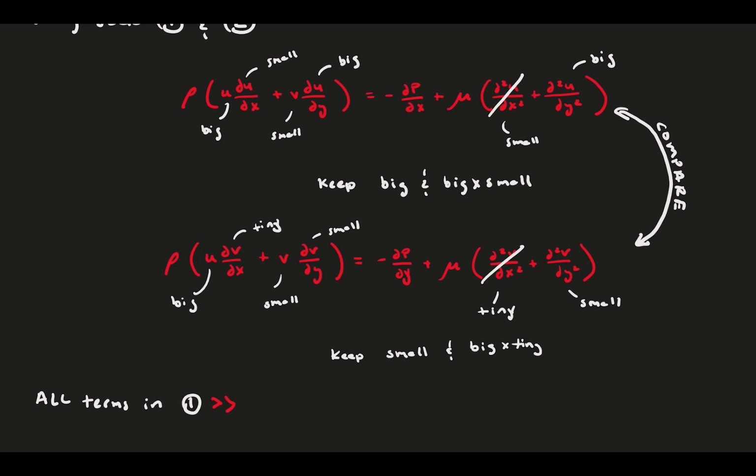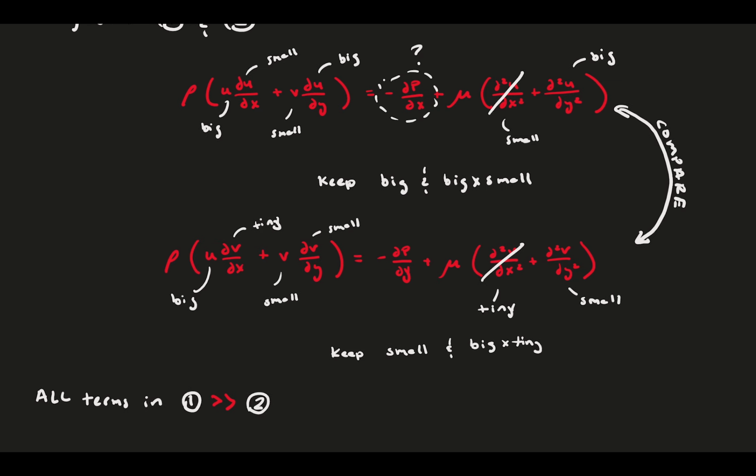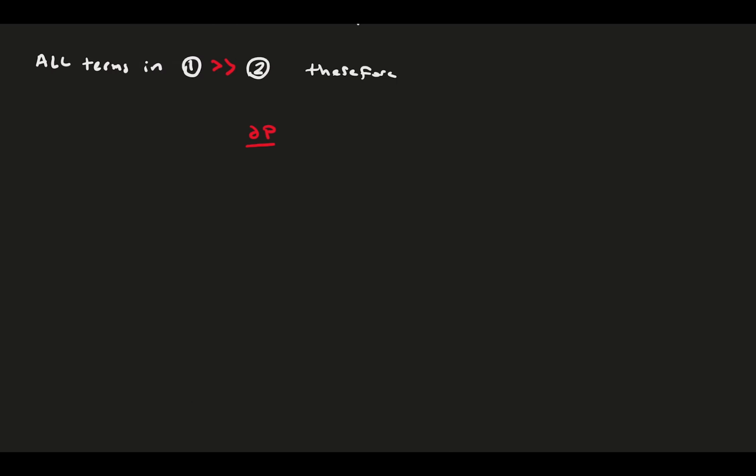However, if we know all the terms in equation 1 are much greater than equation 2, we also know that the pressure gradient in 1 is bigger than the pressure gradient in 2. This is important. If we say dP/dx is much bigger than dP/dy, then we know that p is not a function of y and that it is approximately only a possible function of x. So, p is a constant in y.